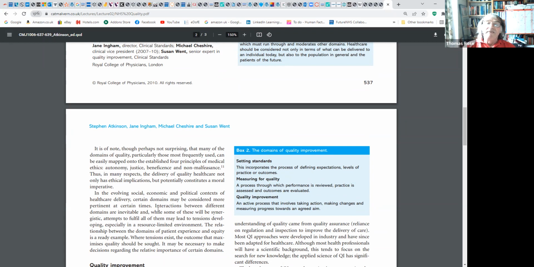So that standard is important, and I'll refer back to it. Measuring for quality throughout the production process or the service delivery process. And then we've got quality improvement, an active process that involves taking action, making changes, and measuring progress to an agreed aim. And that agreed aim should be the standard that you've set. Is that all okay so far?